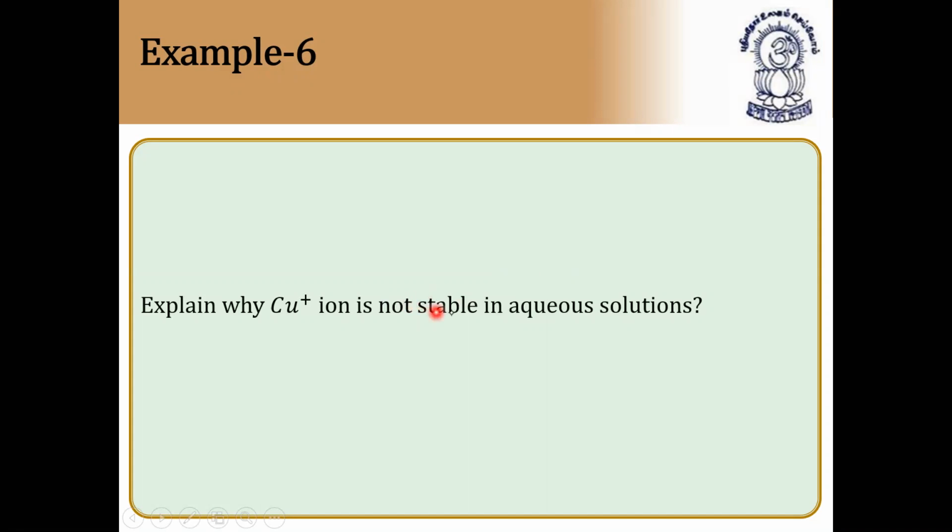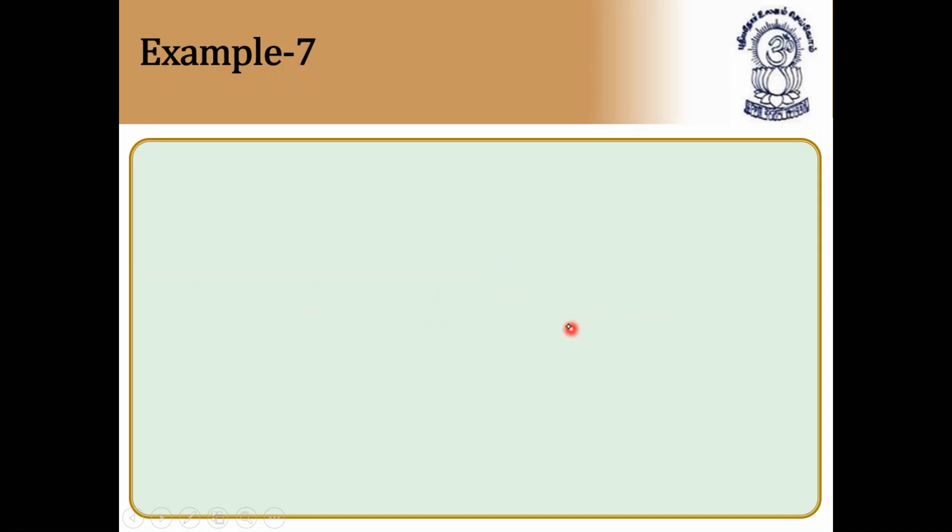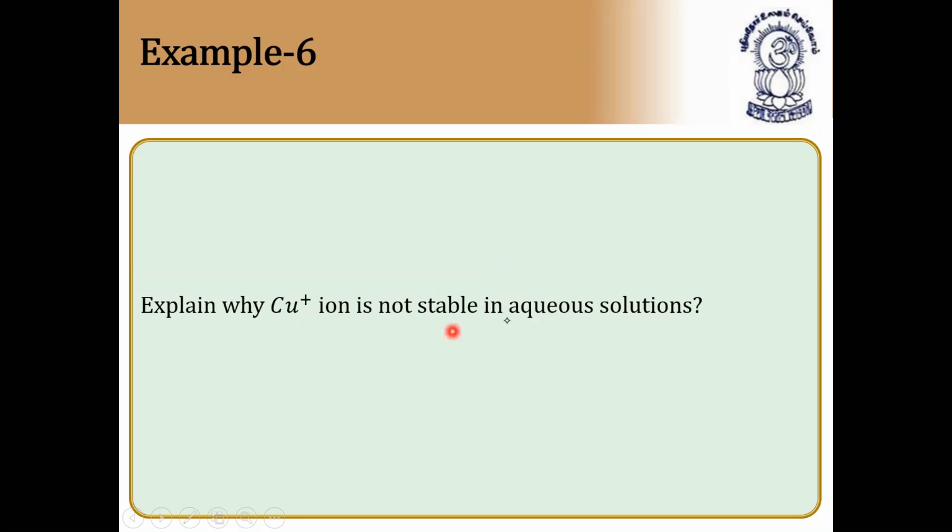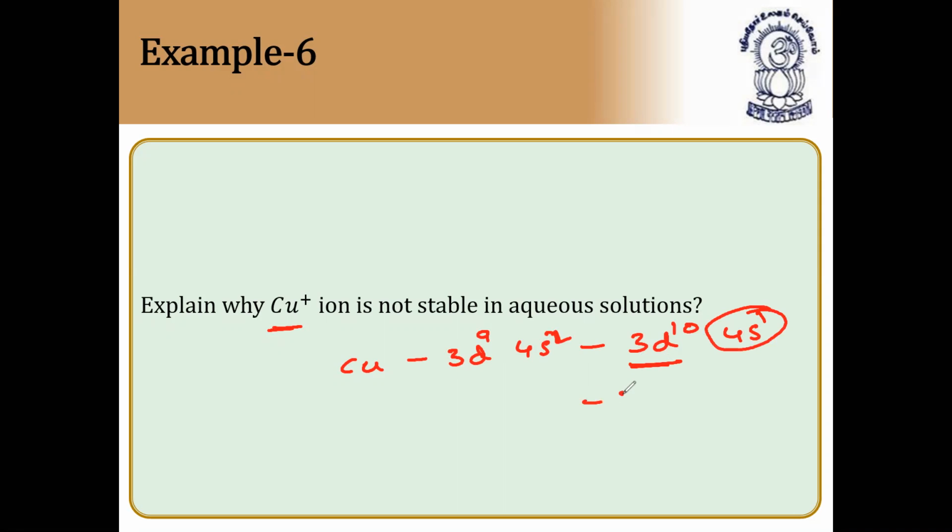Explain why copper ion is not stable in aqueous solutions. Just repeating the question again. Cu plus is not stable because only one electron is lost. Copper's configuration is actually 3d9, 4s2, but in the ground state it goes to 3d10, 4s1. And if this electron is removed, it becomes 3d10.